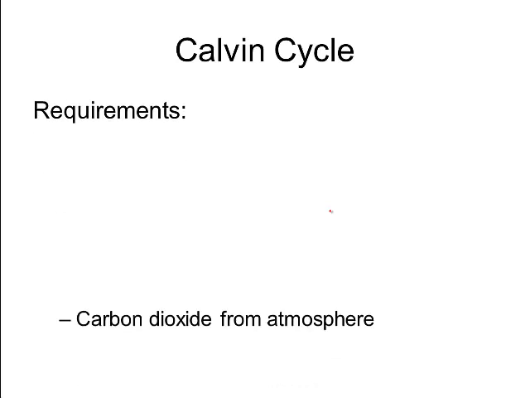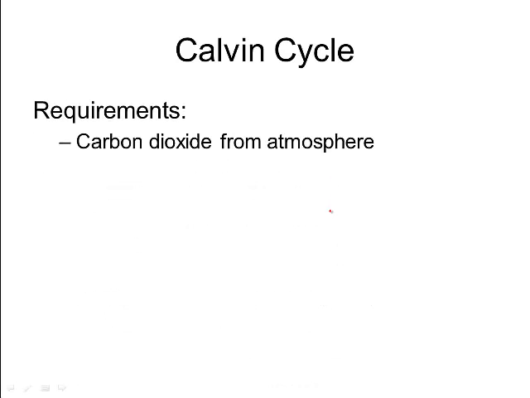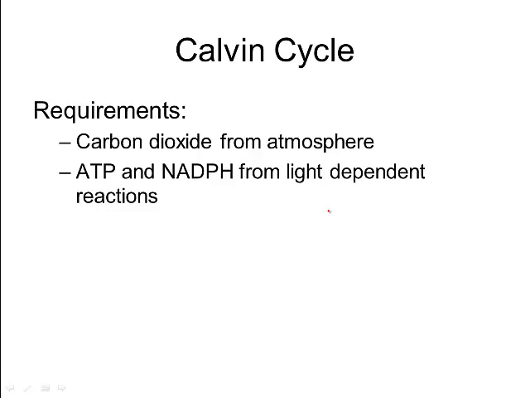So what do we need in order for this to happen? Carbon dioxide is going to come in from the atmosphere. We're going to use that carbon and oxygen from the carbon dioxide to make the sugar. We also need the ATP and the NADPH that were formed from the light-dependent reactions, because remember those guys are carrying the energy that's going to go into the sugar.